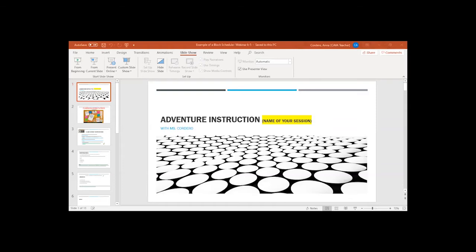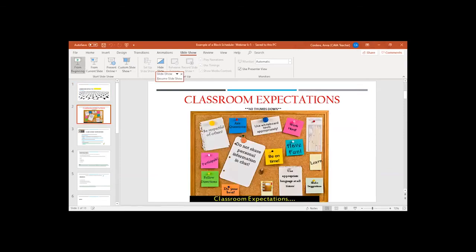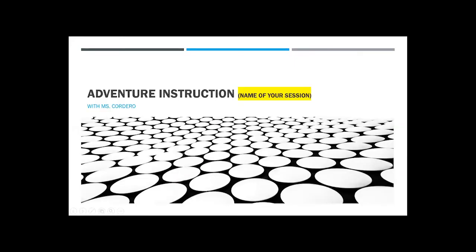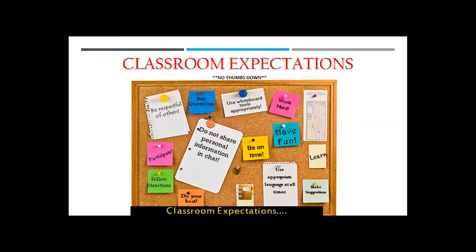I use the exact same PowerPoint slide every time I instruct to create that consistency, and so that it's a clear path of what they're doing and how they're transitioning. So if I switch on over, the next one is classroom expectations. I made this slide, so I got a cork board from an image, and then I just took text boxes and typed all over those. You guys can mirror the language you use with your classroom rules.